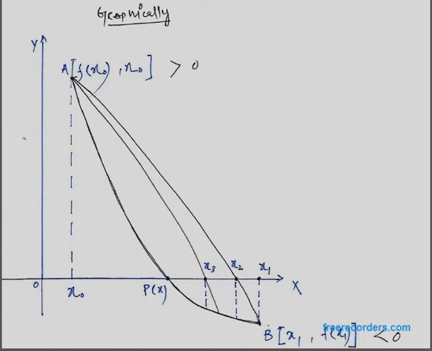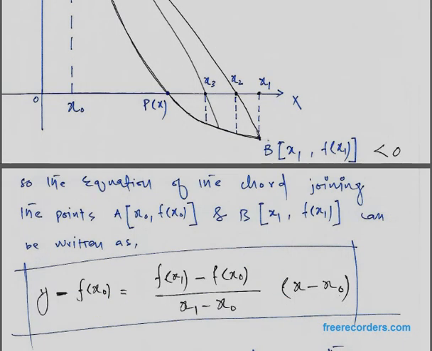The equation of the chord joining these points, this A point and this B point, can be written in the form of y minus f of x0 is equal to f of x1 minus f of x0 upon x1 minus x0, this is the slope, multiplied by x minus x0. This method consists in replacing the curve AB by means of the chord AB and taking the point of intersection of the chord with the x-axis as an approximation to the root.